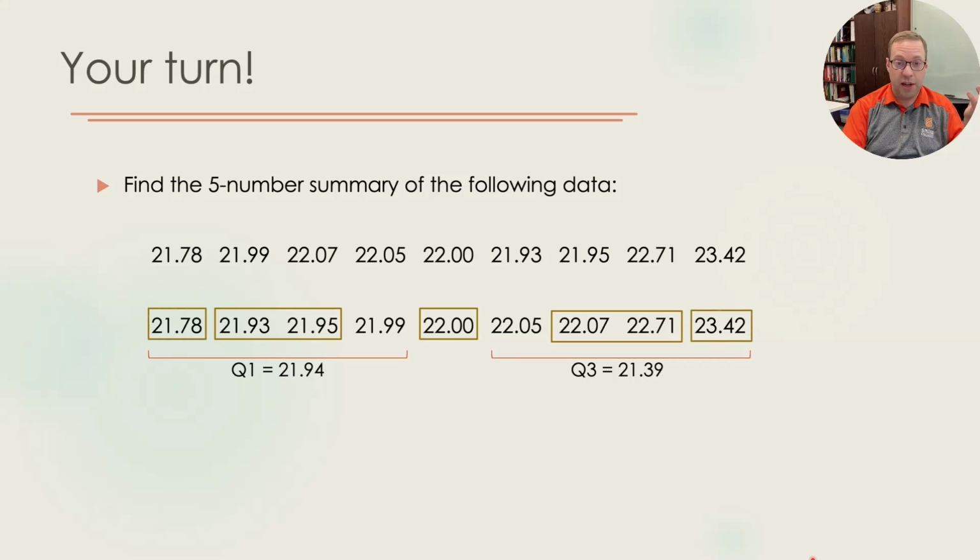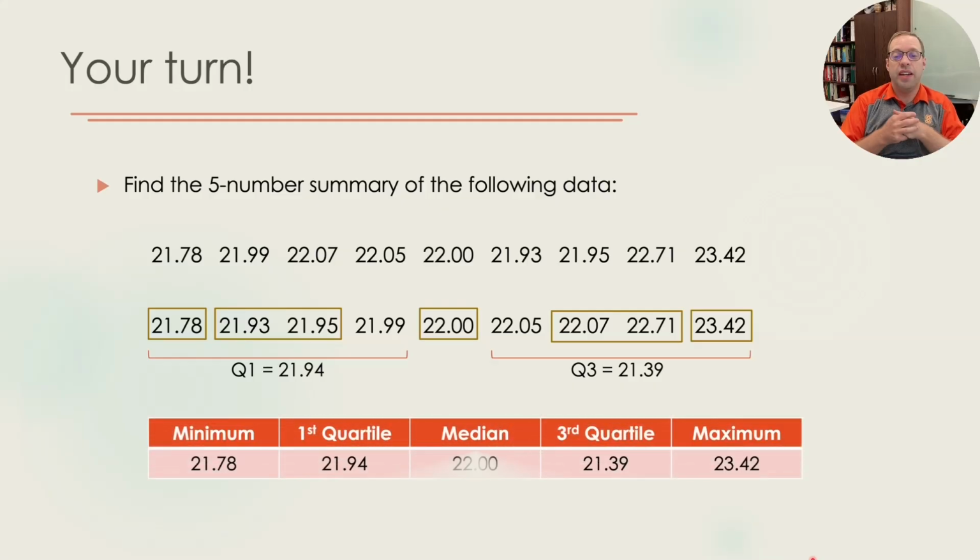Okay, so then we take the minimum and the maximum. We now have our 5 numbers. Here is the 5-number summary. Minimum is 21.78. The first quartile is 21.94. The median is 22.0. Third quartile is 21.39. And the maximum is 23.42.